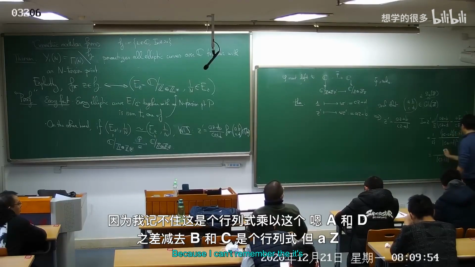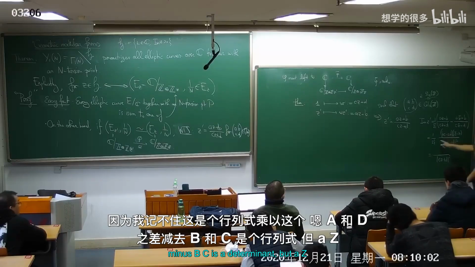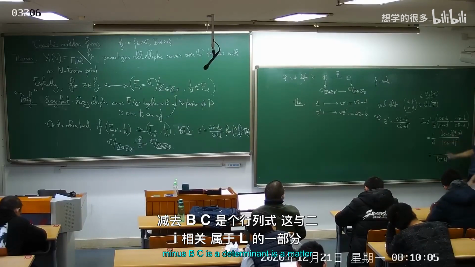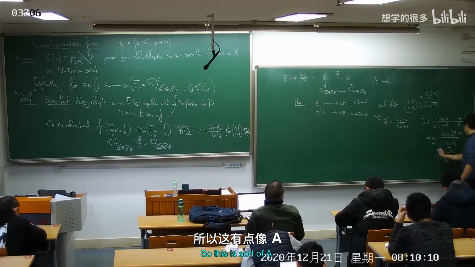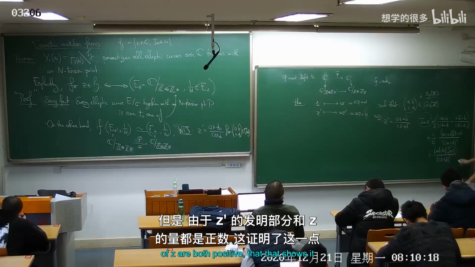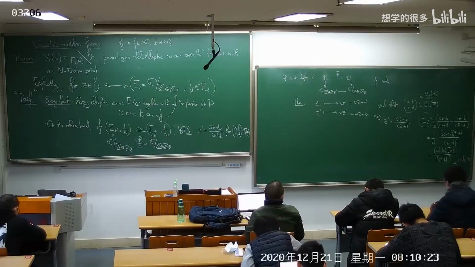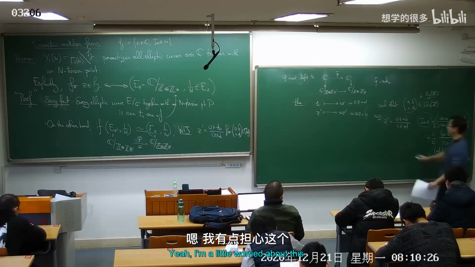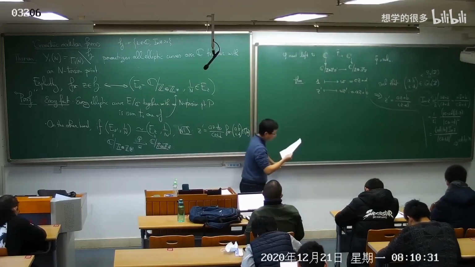Because I can't remember, it's a determinant times this. Well, AD minus BC is a determinant, but Z minus Z bar over 2i is the imaginary part of Z. So this is sort of AD minus BC. But as the imaginary part of Z prime and the imaginary part of Z are both positive, that shows that AD minus BC is positive. Okay. Yeah, I'm a little worried about this. Good. Okay. So good.